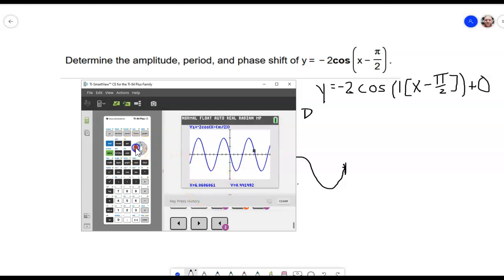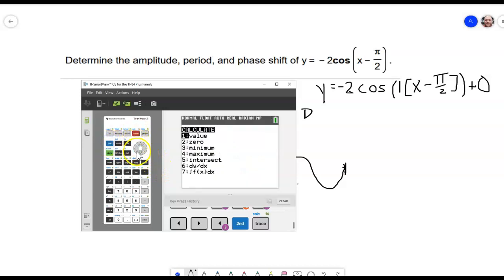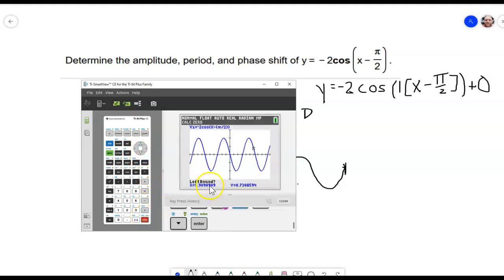And if I were to actually find this root here, let's go ahead and do that. I'm going to do a second calculate and find the zero of that function. So a left bound is right on the left, and I'm going to do a right bound on the right of it. And no, I don't want to guess, and sure enough, the root there is right at 6.28. So right where I thought it would be.